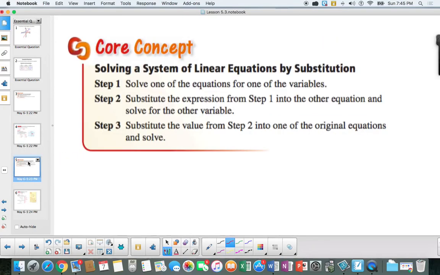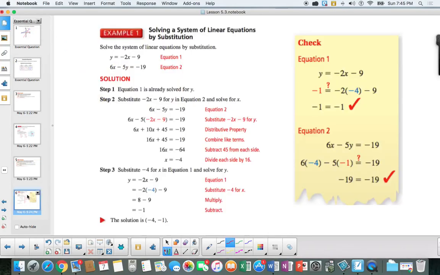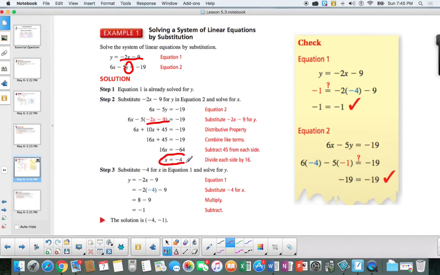Our second method is called solving by substitution. In this case, we're going to take this y and we're going to replace it with this. And that's what's happening right here. Solve for x. Once we get x, we're going to substitute it into one of the equations, and then we get our y. And here's our solution. This would be the point at which the two lines intersect in our graphing method.